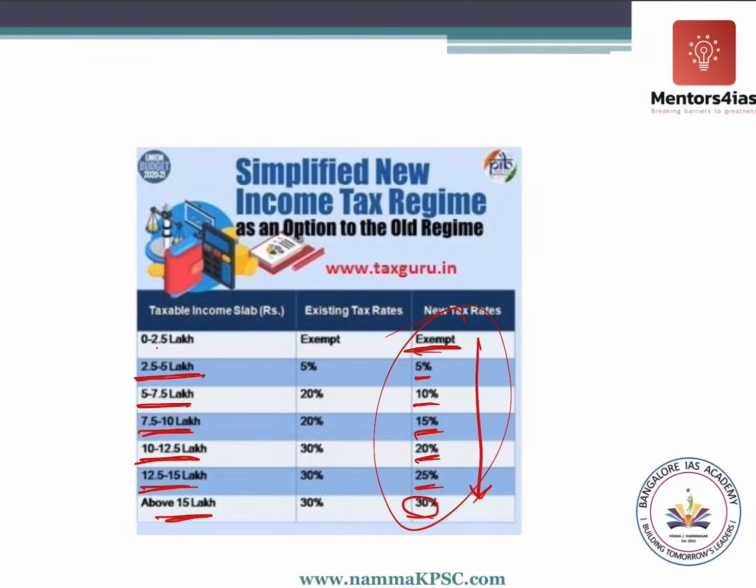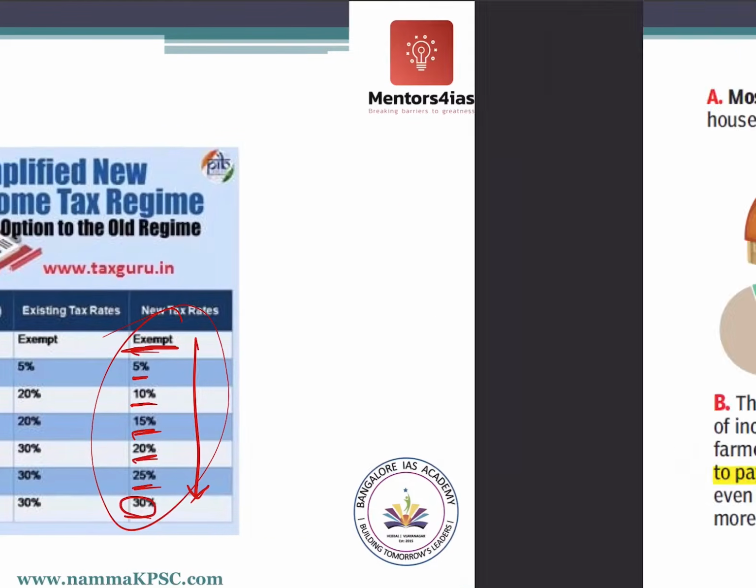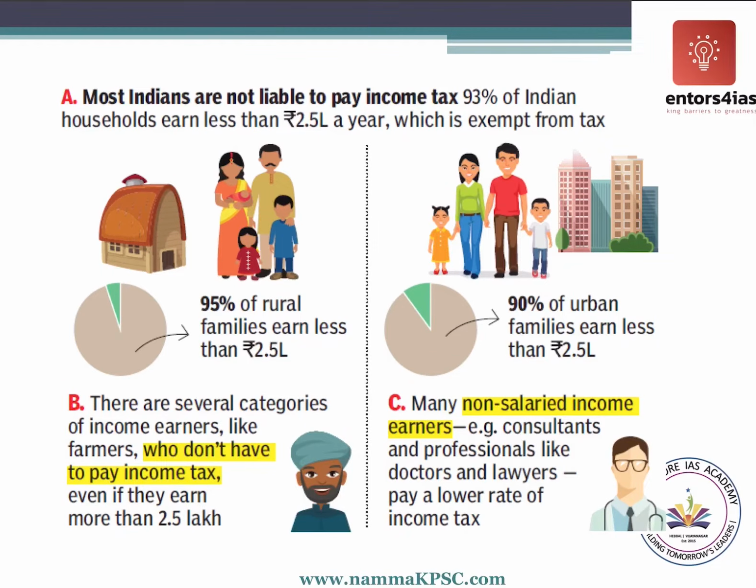So having understood this progressive taxes, now let's try to understand the features of India's tax, income tax at least. Here, majority of Indians are not liable to pay income tax in India. Almost 93% of Indians don't pay income tax because their annual income is less than 2.5 lakh. So that means India has a very narrow tax base in terms of income tax.